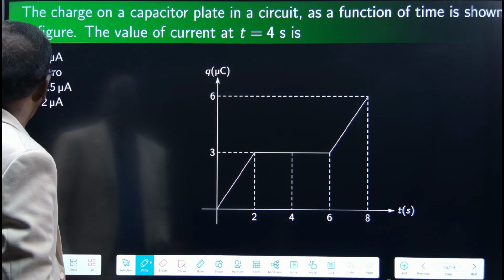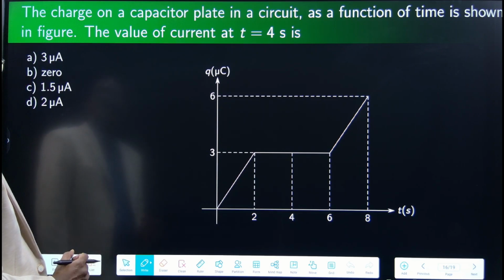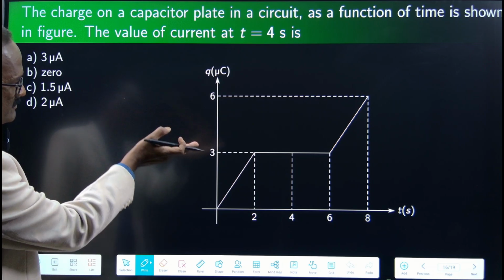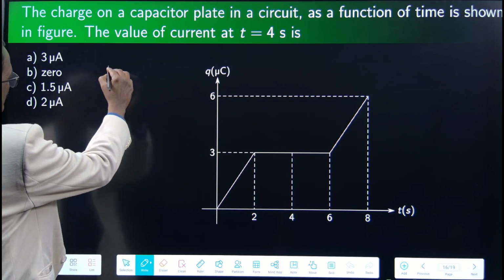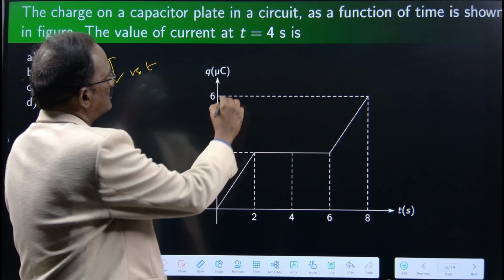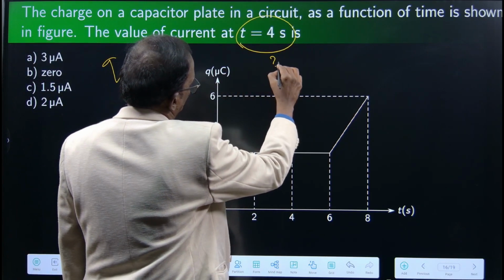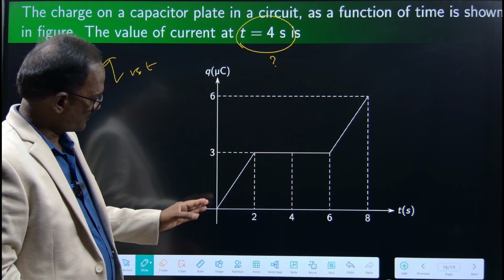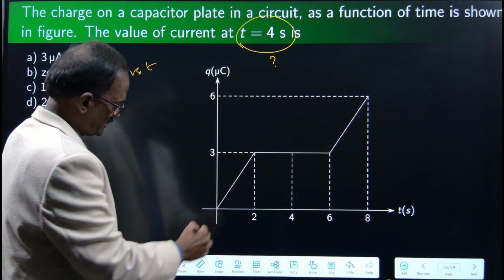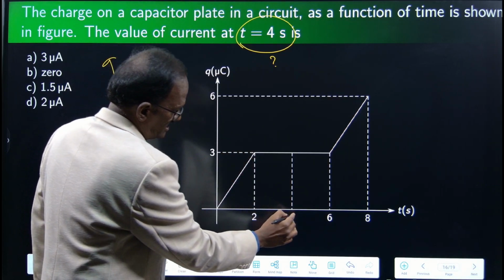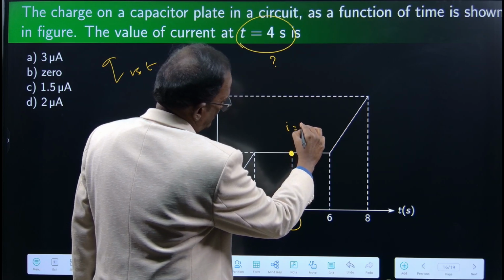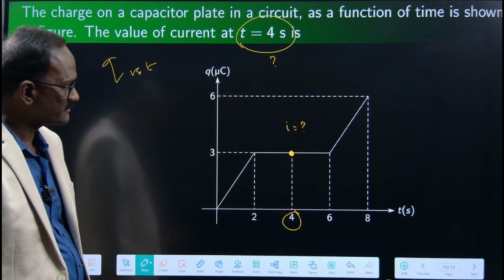Yes, this is a graphical question. The charge on a capacitor plate in a circuit is a function of time, Q versus T. Q versus T is given, function of time. The value of current at T is equal to 4 seconds. At T is equal to 4 seconds, 0, 2, 4, 6, 8. The Q value is varying in this fashion. It is at T is equal to 4 seconds. Exactly at this instant, what is the value of I?